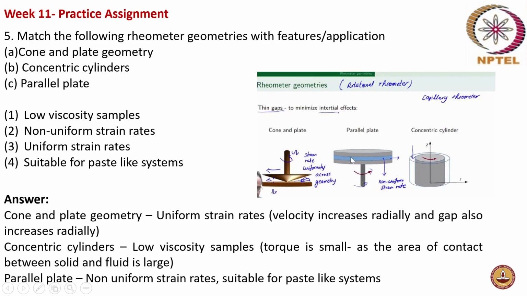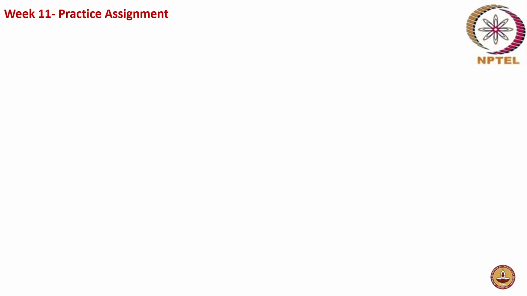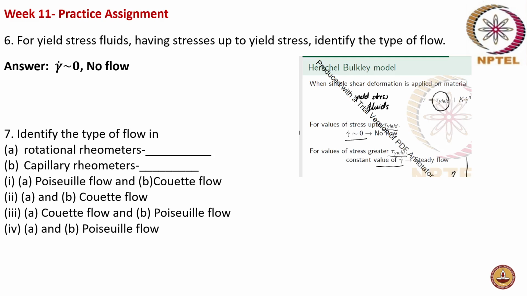These are all rotational rheometers. One of the plates here is moving, rotating, whereas the other plate is stationary. Similarly, the inner cylinder is rotating, whereas the outer cylinder is stationary. So one of the plates or cylinders is moving and the other is stationary, between which the fluid or polymeric material is placed. Then the type of flow is called Couette flow. Whereas in case of capillary rheometers, it is called Poiseuille flow.